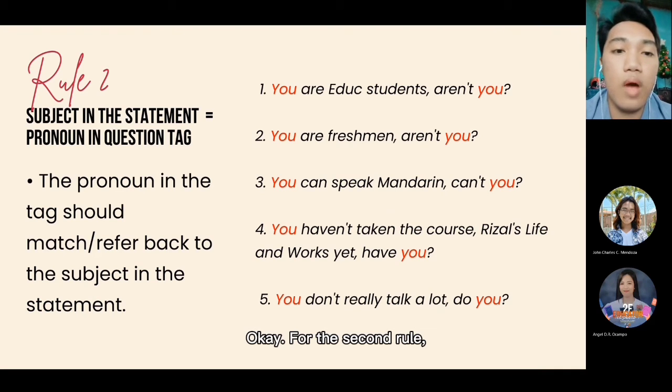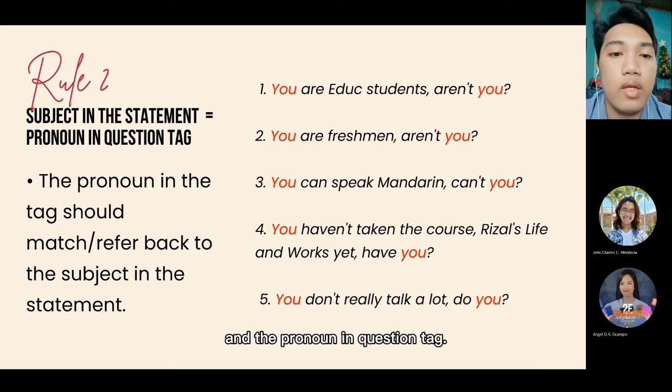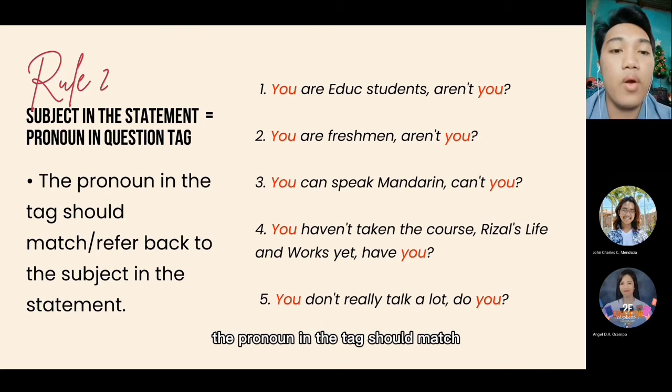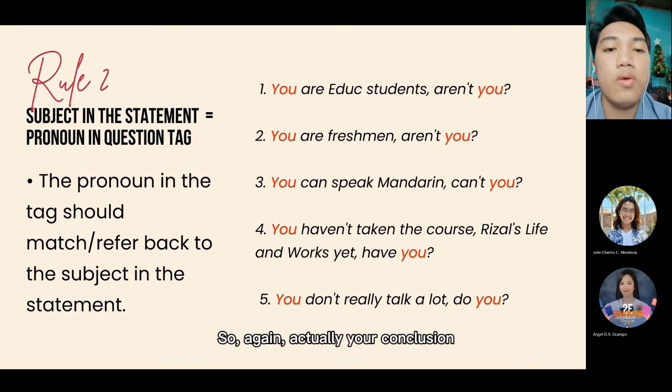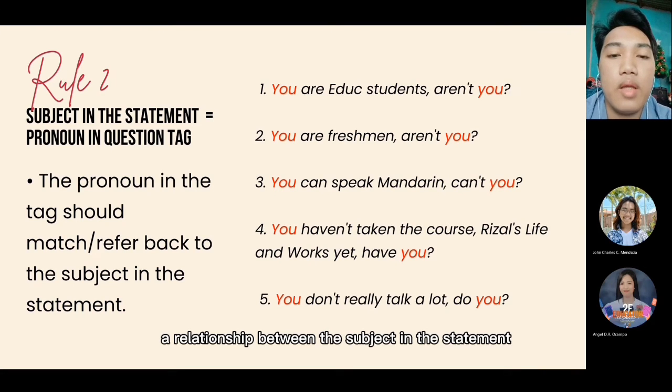Okay, for the second rule, it has something to do with the subject in the statement and the pronoun in the question tag. The exact rule says that the pronoun in the tag should match or refer back to the subject in the statement. So again, your conclusion or your observation earlier was correct, that there is a correlation, a relationship between the subject in the statement and the subject pronoun in the question tag.